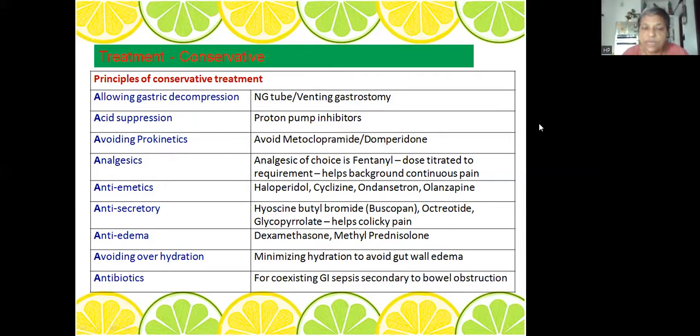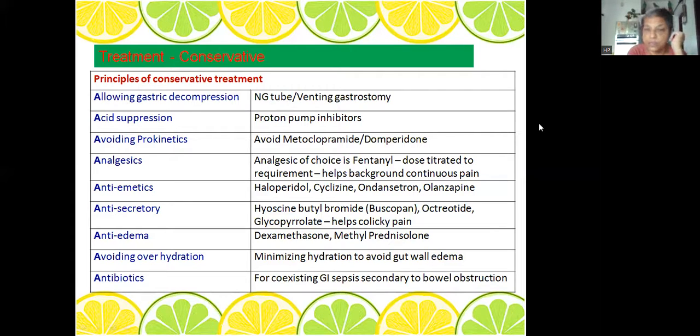Antiemetics can be given like haloperidol. You can see cyclizine is there, olanzapine is there. A lot of drugs are there. Any anti-secretory we can give, like buscopan, octreotide, and glycopyrrolate, especially glycopyrrolate helps in colicky pain. So to reduce the secretion, we can give these things.